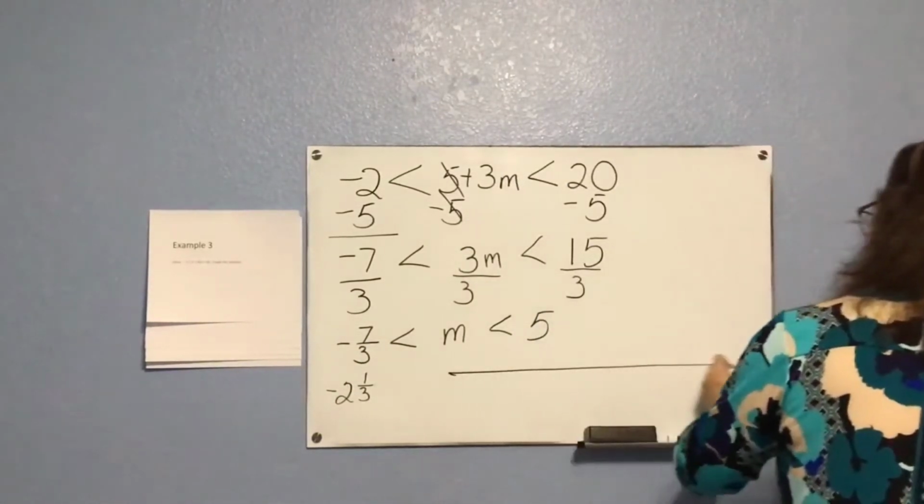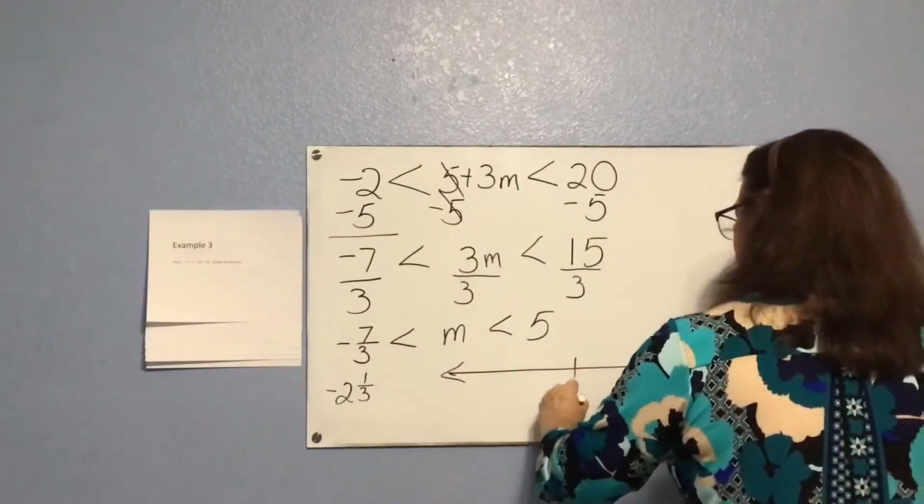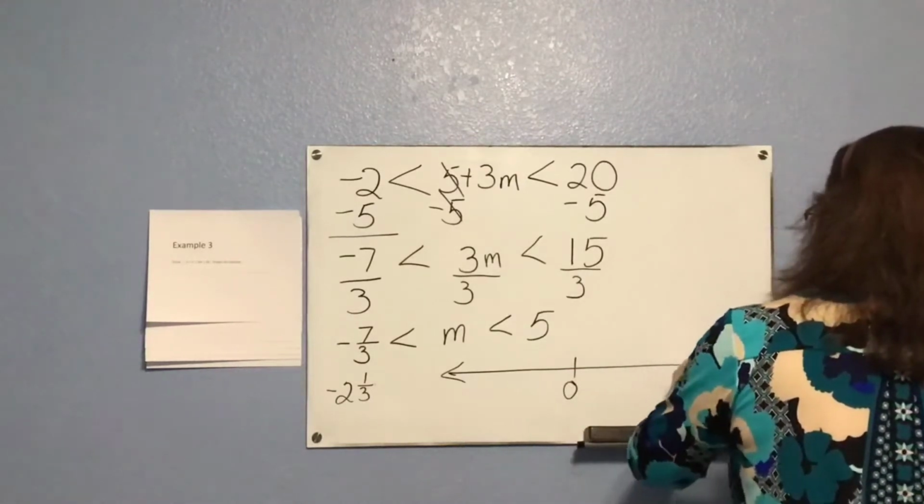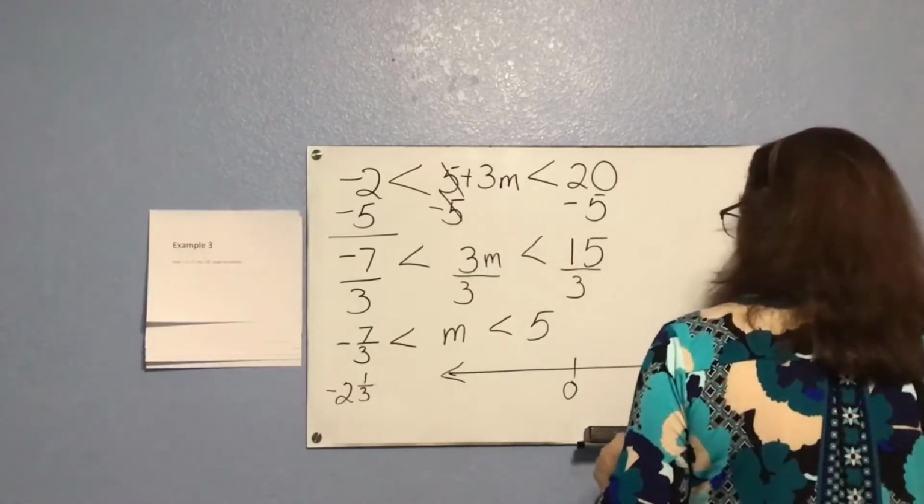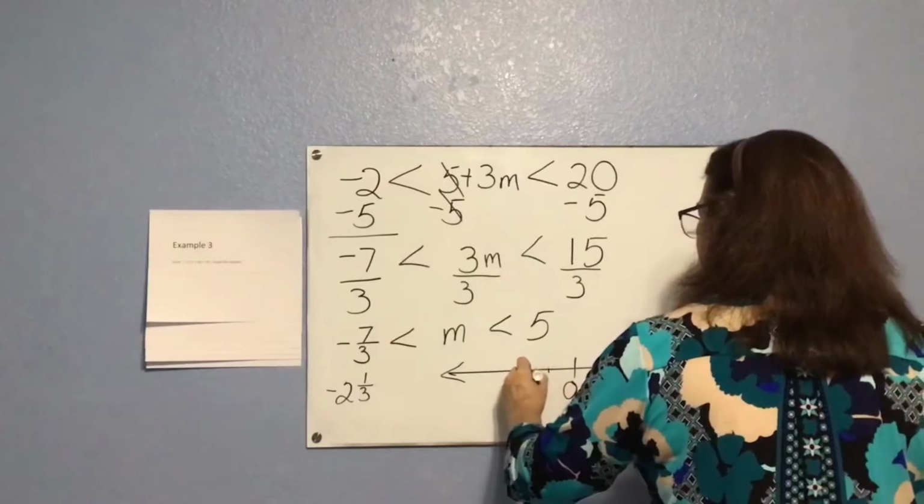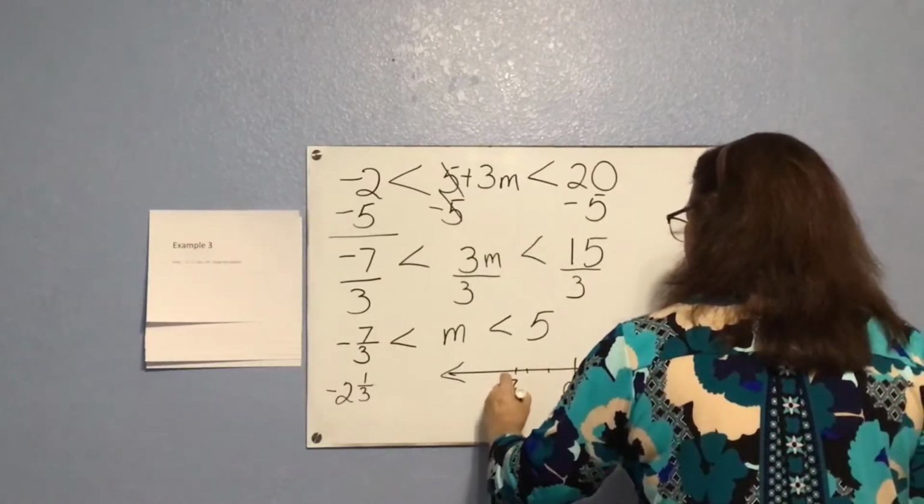So here's my number line. I'll put a 0 there, and I'm going to put 5 out here. And then, again, -2 1/3, so 1, 2, and a little bit past that. -7/3.